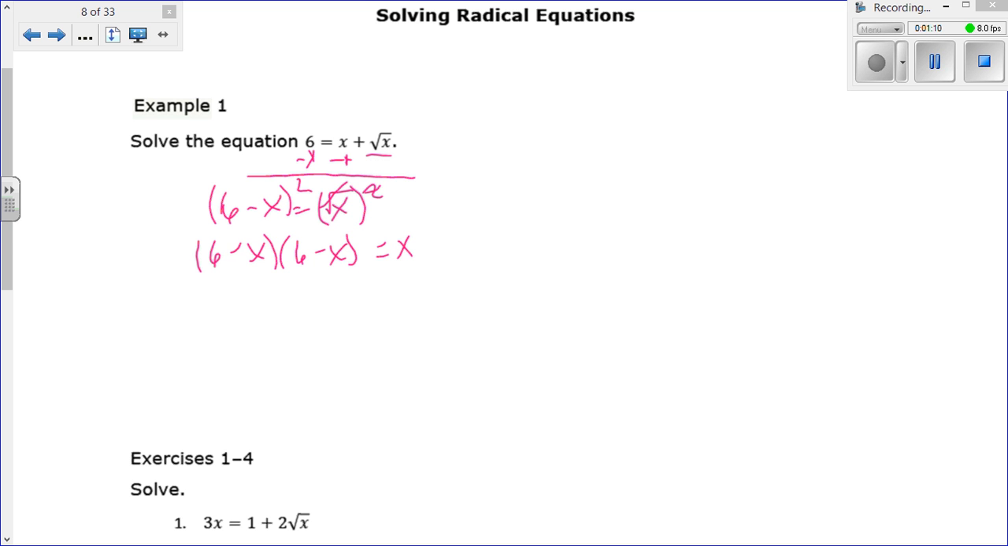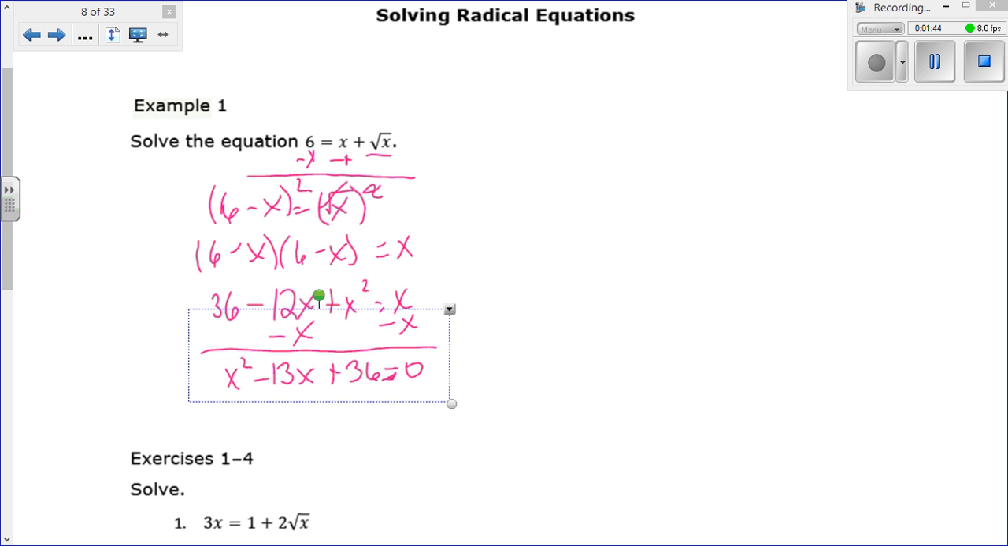So on the left, I have to do a double distribution, or a FOIL, or box method, whatever you want, and I will get 36 minus 12x plus x squared equals x. So the next thing I'm going to do is subtract x from both sides. And I'm going to reorder it so my x squared comes first, because it's positive and I can do that. Now I have x squared minus 13x plus 36 equals 0.